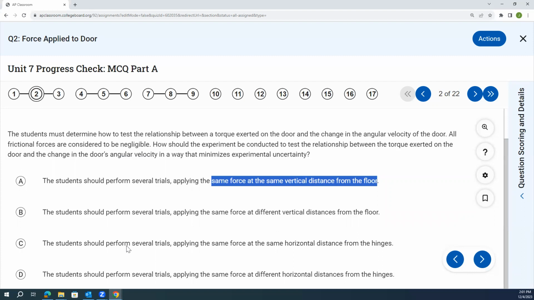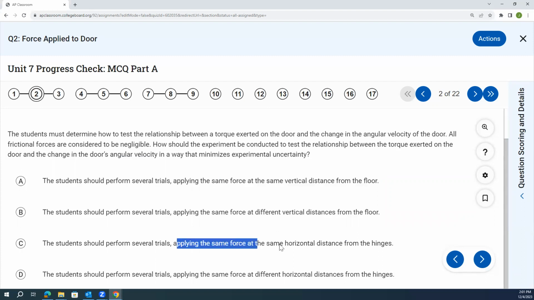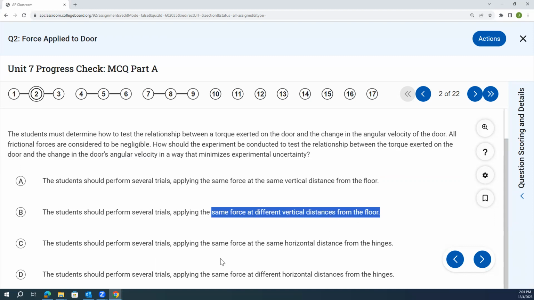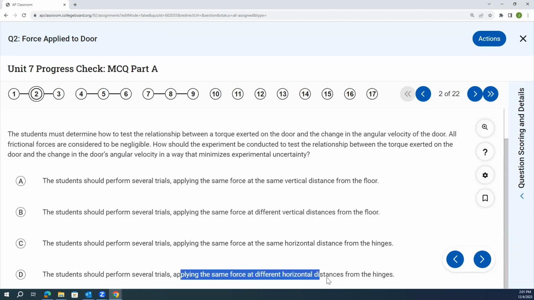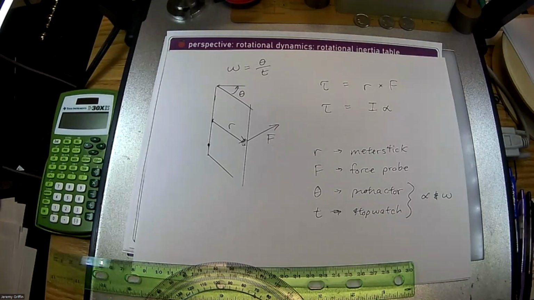And I think option C is wrong for the same reason. Same force, same horizontal. If you're not changing anything, then there's no relationship to test between 2 things, right? We're looking for a horizontal axis, vertical axis. We want to change one variable to see how something else responds, right? Students should perform several trials applying the same force at different vertical distances, or option D, applying the same force at different horizontal distances. Okay? Well, I'll switch back over to this picture that I drew up. Check this out. Okay?